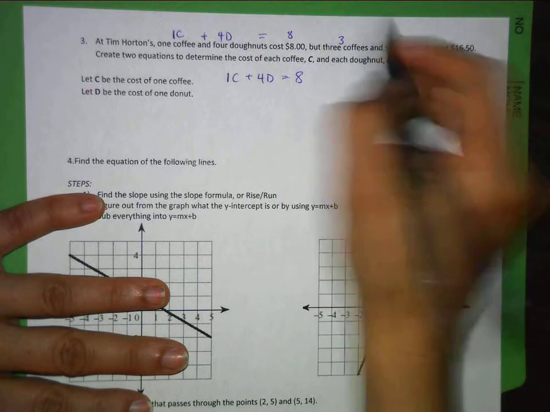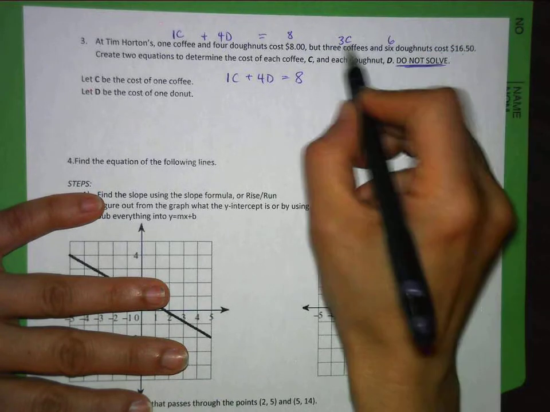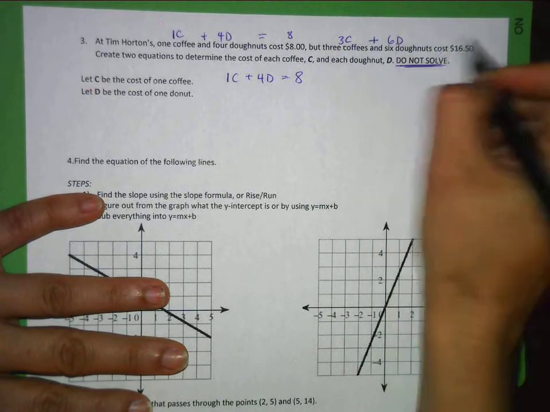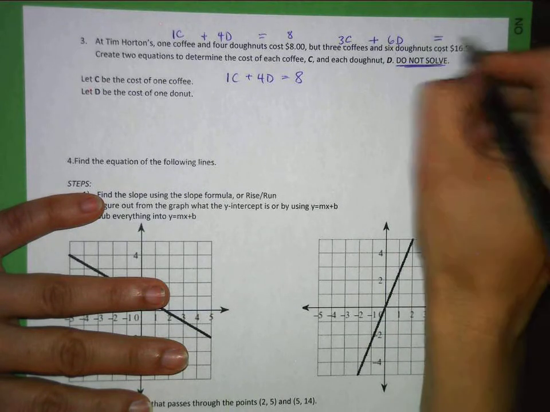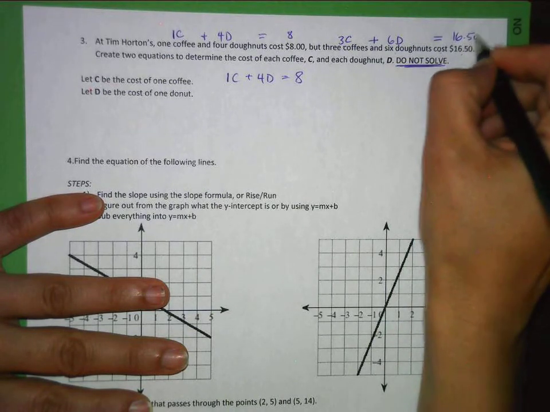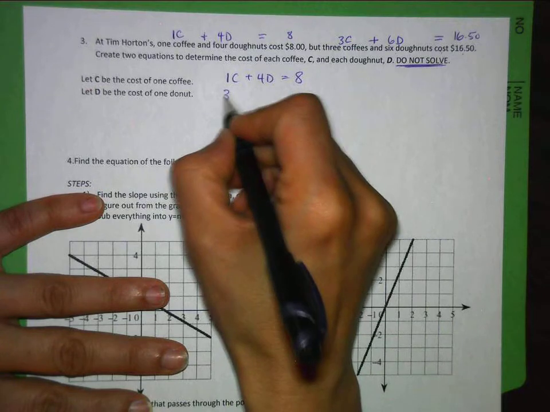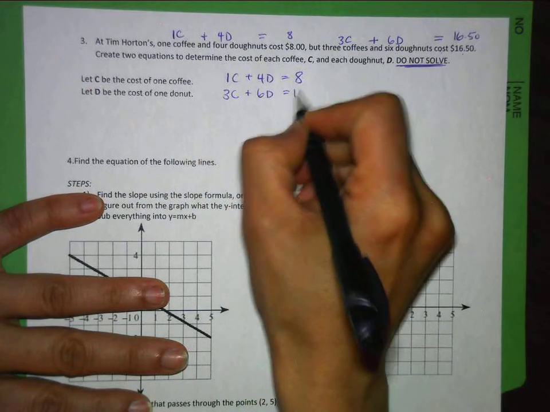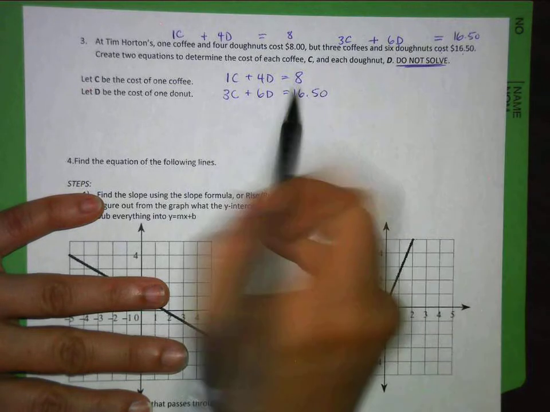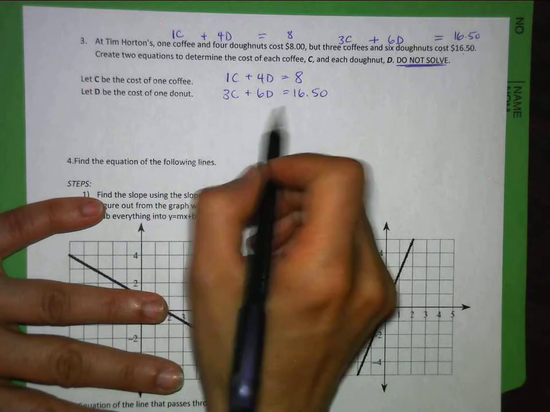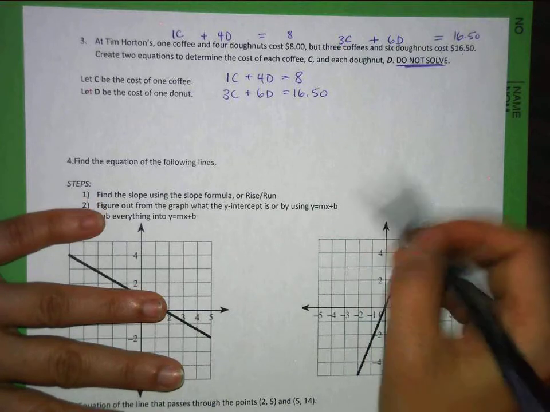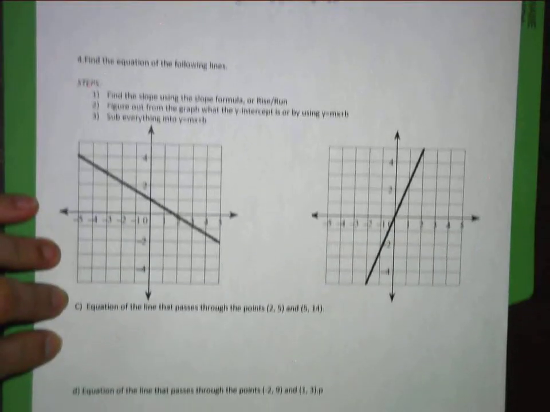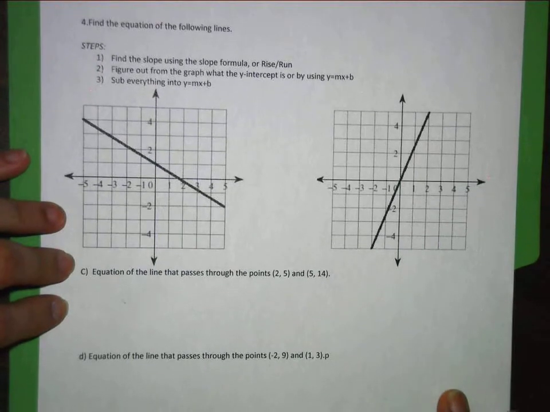And here's our second statement. 3 coffees, so that's 3 C's, and, which is plus, 6 donuts costs, or is equal to, $16.50. So it'd be 3C plus 6D equals 16.50. And that's 2 linear equations, and we could solve them, but it says do not solve. So we are going to move on to equations of lines.